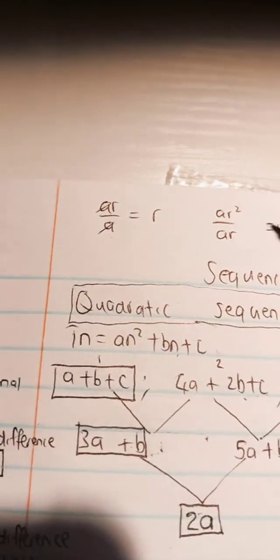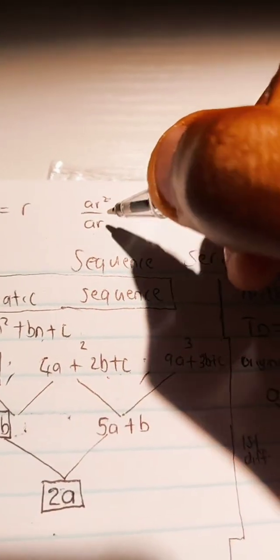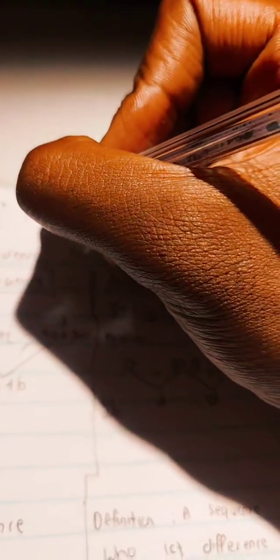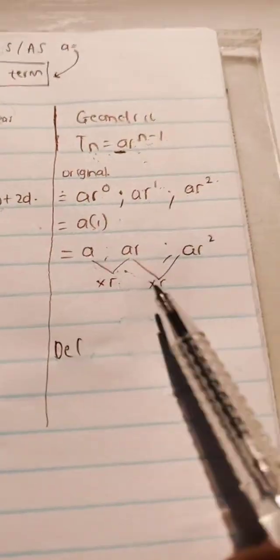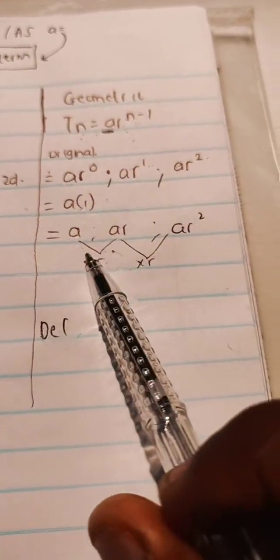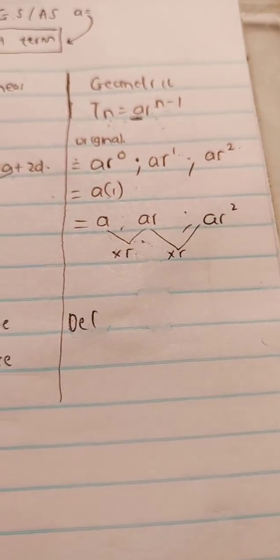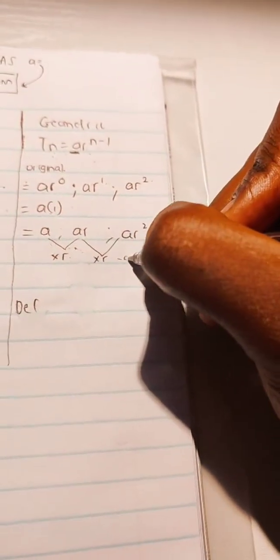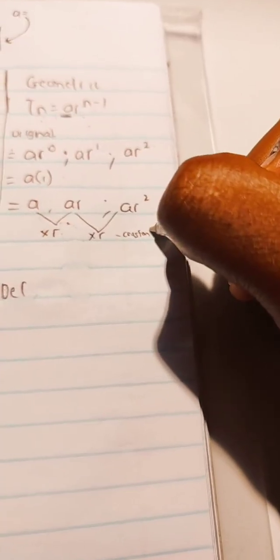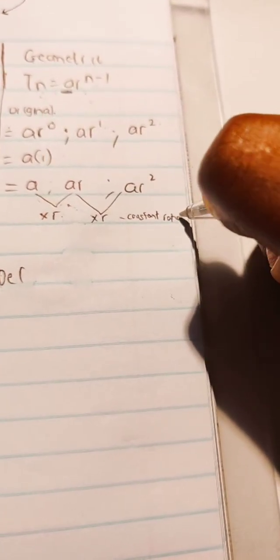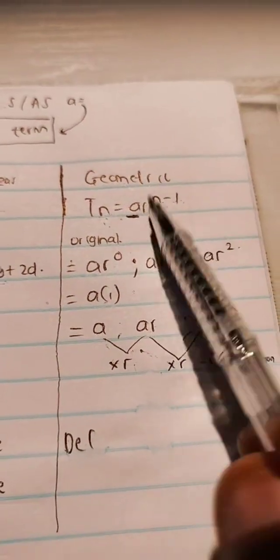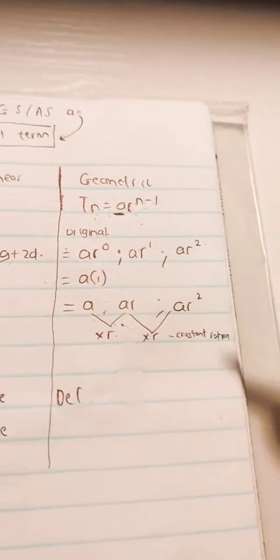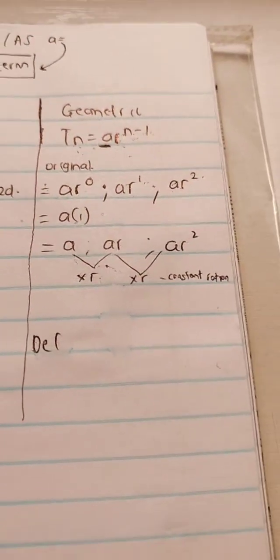Then R squared divided by R to the power 1. That means 2 minus 1, so the answer is R again. So that means we are multiplying by a particular, what do we call it? Constant ratio. So that's why we say R is what we call the constant ratio.